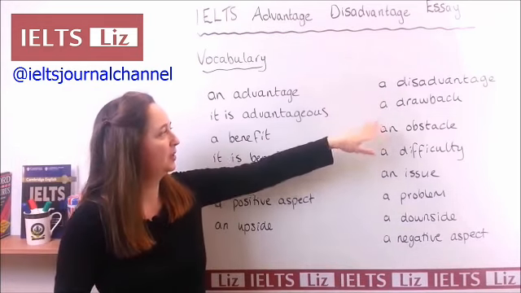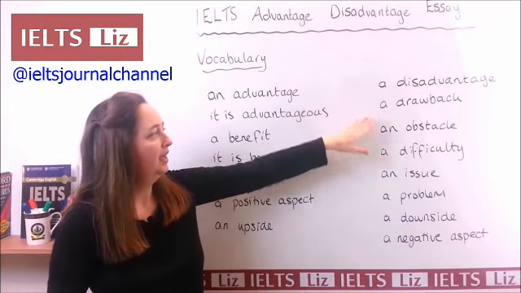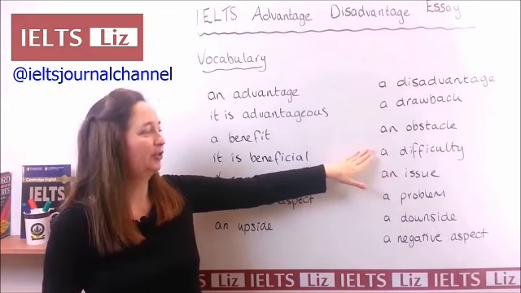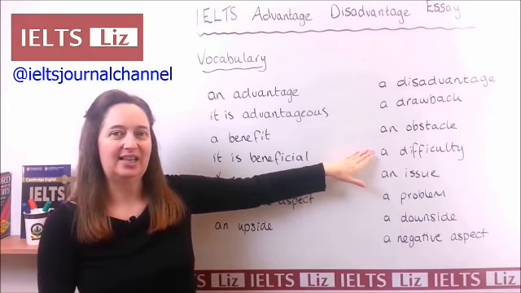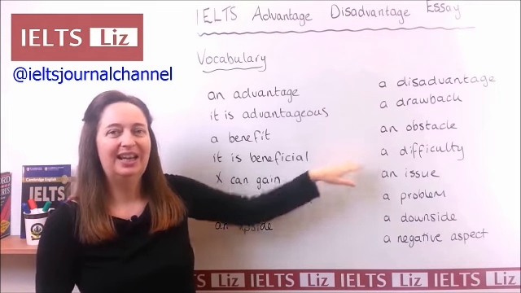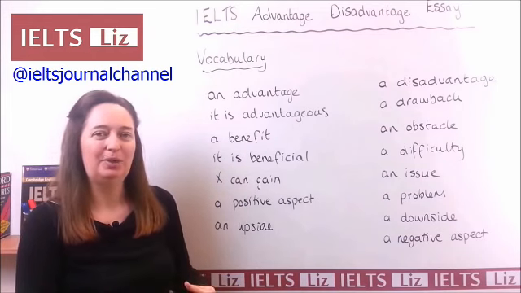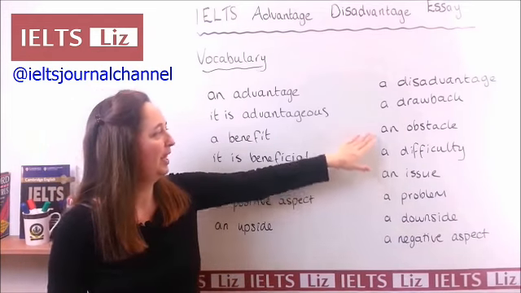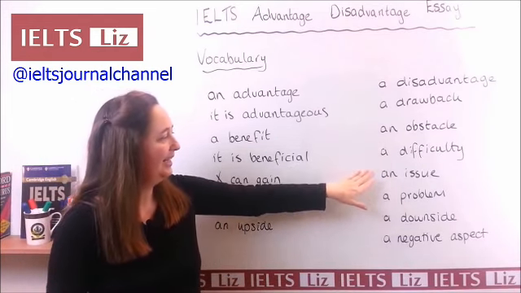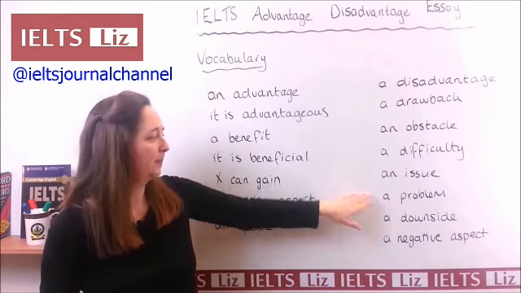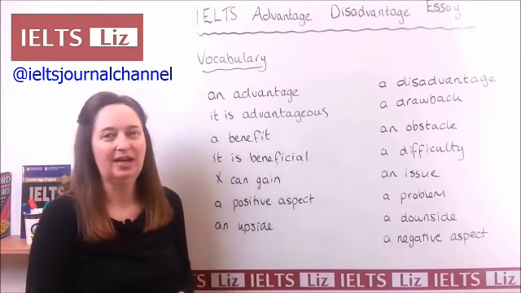For disadvantages, we can talk about a drawback. Now, here we've got an obstacle. An obstacle is very similar to a difficulty. And for this essay, we can't actually use that. Even though it is a synonym for a disadvantage, it cannot be used in all situations. So be careful with these two. An issue and a problem, they are perfect paraphrases for each other. A downside and a negative aspect.